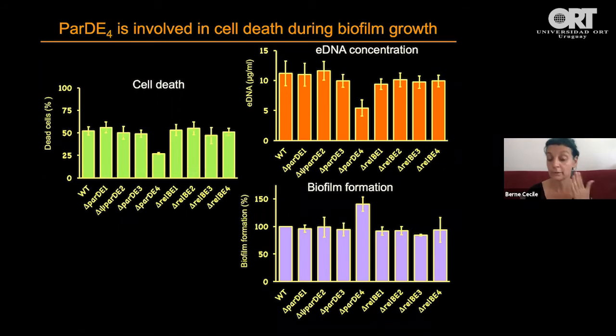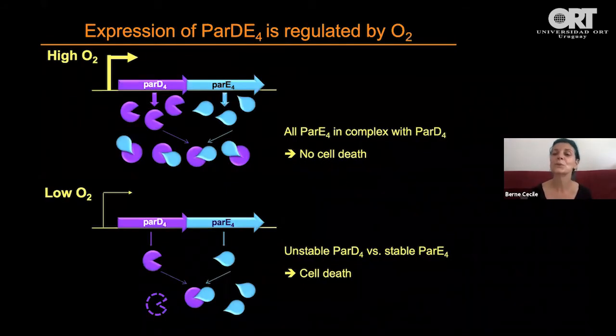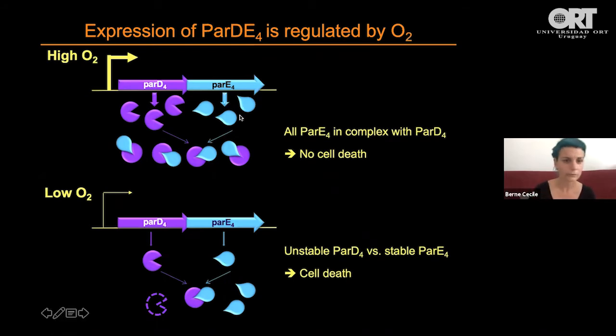So we decided to focus on this mutant, of course, and we wanted to know how this was regulated. I'm not going to bother you with all the data. This is just the summary slide, like 3 years of my life in one slide. But I could show that when we've got high oxygen, we've got a lot of expression of the PAR-DE4 operon. We've got a lot of antitoxin produced, a lot of toxin produced, but they will all bind together. So the toxin will be inactivated and there is no cell death.